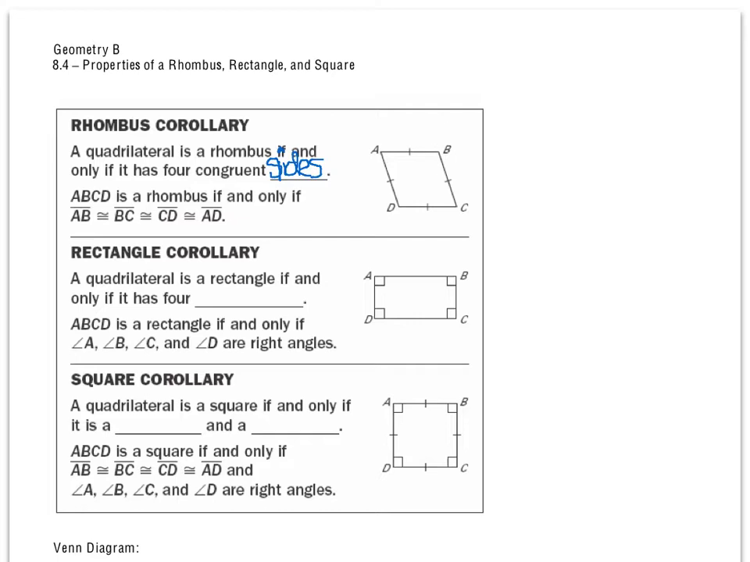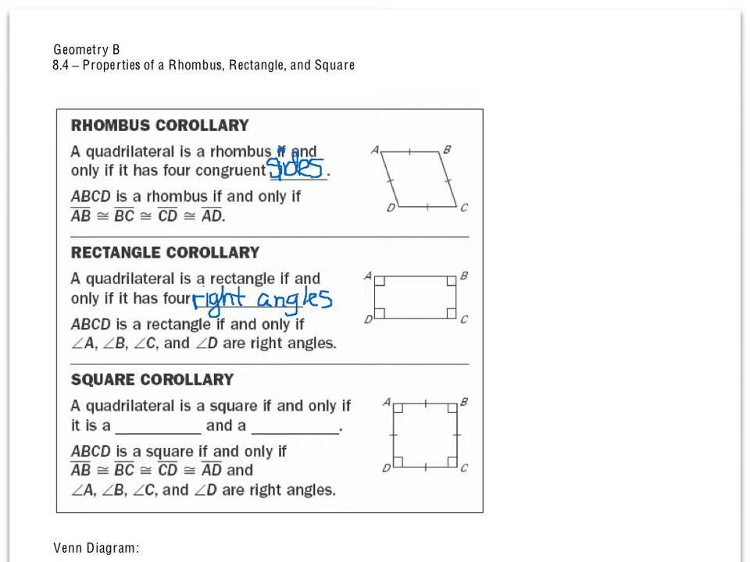So ABCD is a rhombus if and only if segment AB is congruent to segment BC, is congruent to segment CD, is congruent to segment AD. So all 4 sides must be congruent for it to be a rhombus. The rectangle corollary says a quadrilateral is a rectangle if and only if it has 4 right angles. So ABCD is a rectangle if and only if angle A, angle B, angle C, and angle D are all right angles.